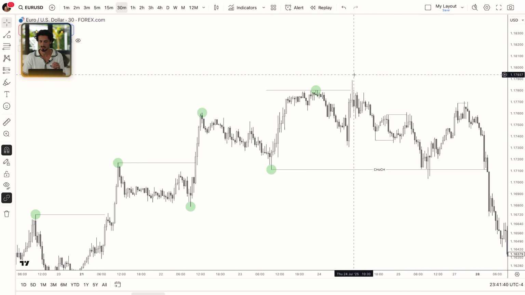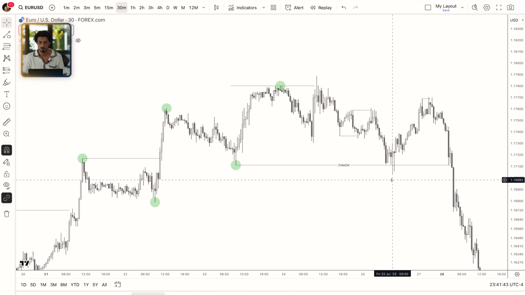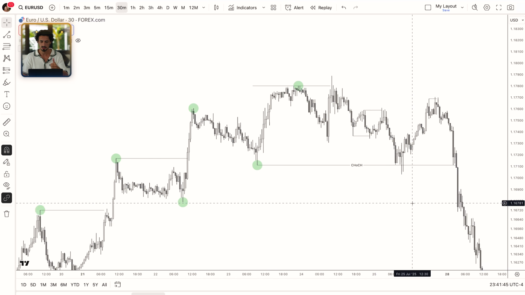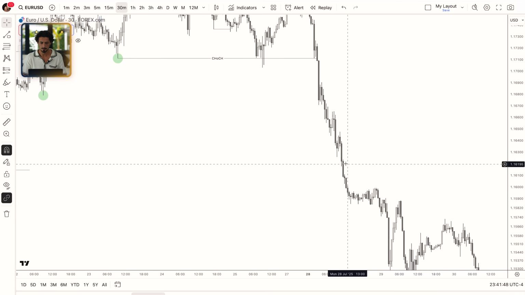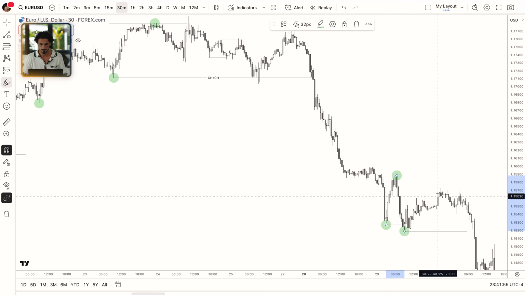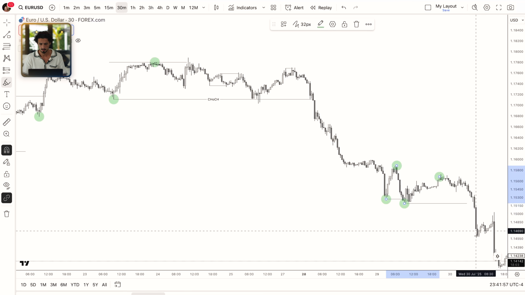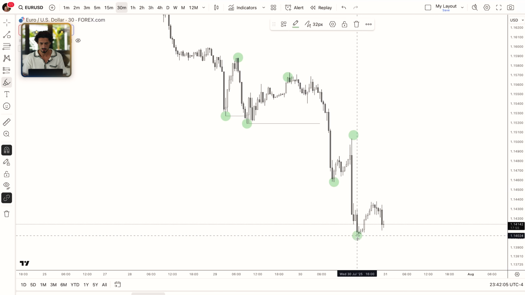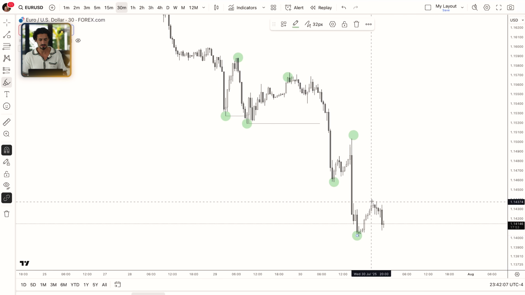We wick, that doesn't count. We wick, that doesn't count. When we break and close, that's good. So now we go to bearish. And so again, my structure becomes low, high, low, high, low, high, low, possible high. We don't know until it breaks it.